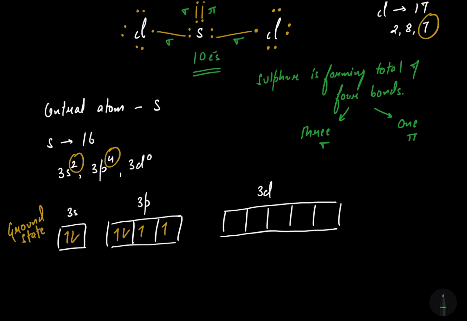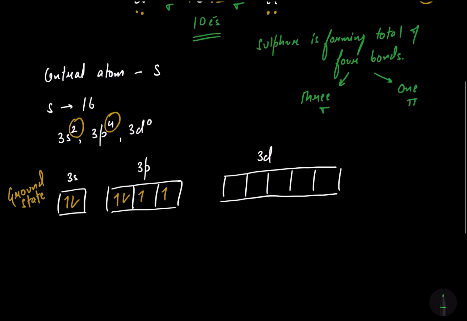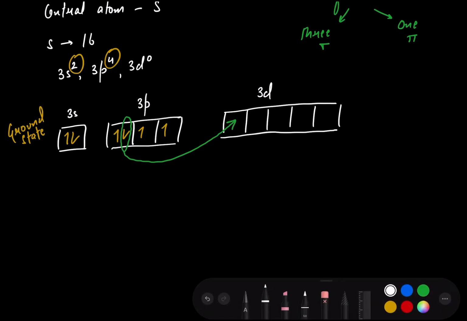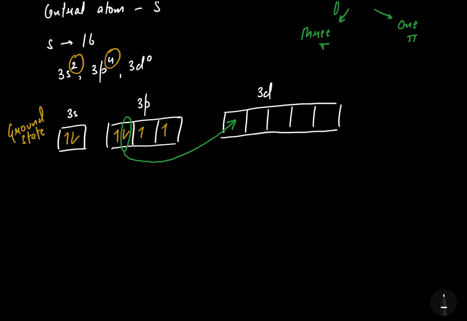So firstly, there is a formation of 4 bonds. That means we need 4 electrons in 4 different atomic orbitals. Only then sulfur will be able to form a total of 4 bonds. So here what's gonna happen, there's the ground state. Now in this case 1 electron from the 3p orbital will get excited to the orbital of the 3d subshell. So that means I'm going to make the excited state now.